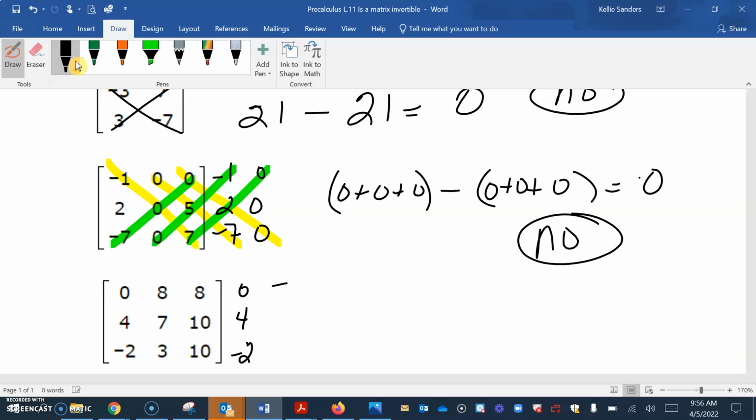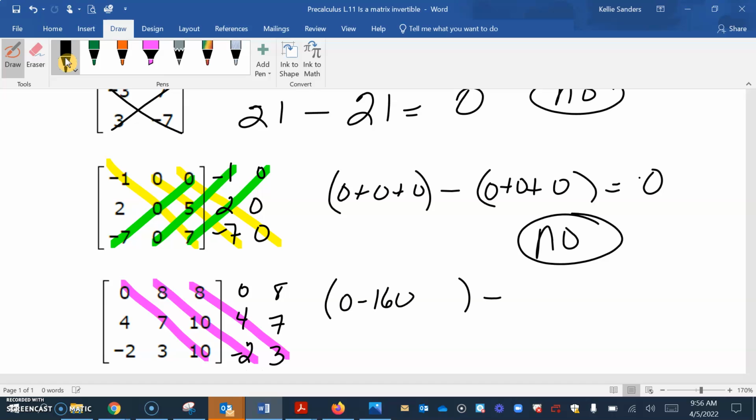Rewrite the first 2 columns. This one, and this one. So we are going to get 0. Then I'm going to get a calculator out. Well, no, that'd be negative 160. And 96, I think. 8 times 4 times 3, 96. We'll do that math in just a little bit.